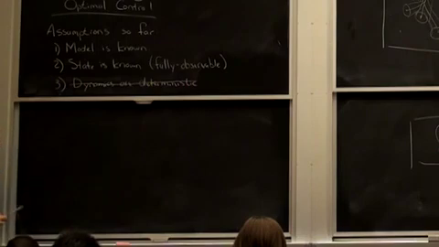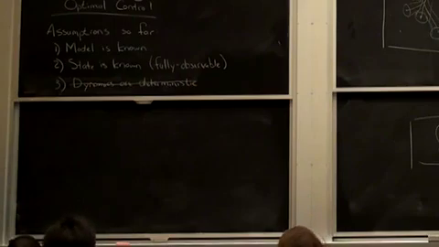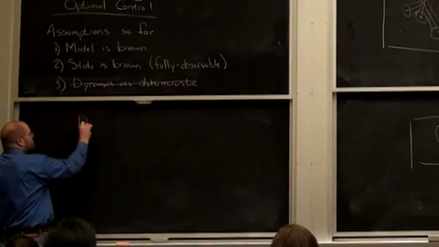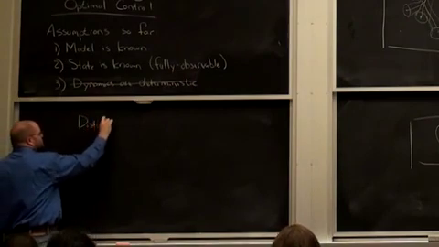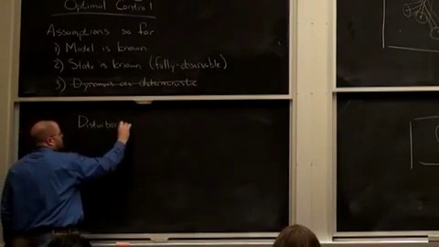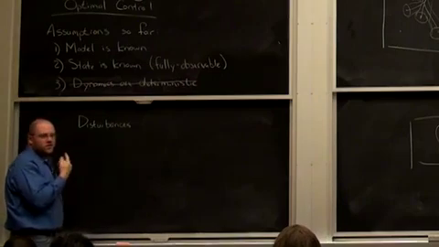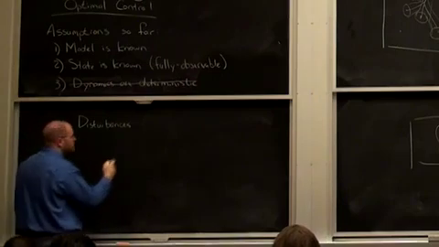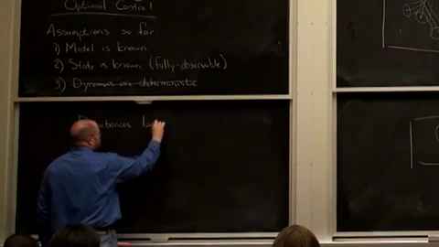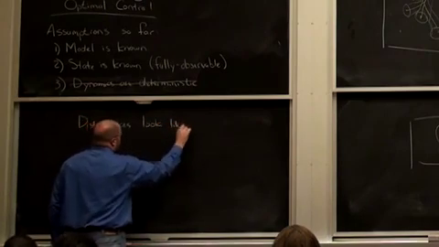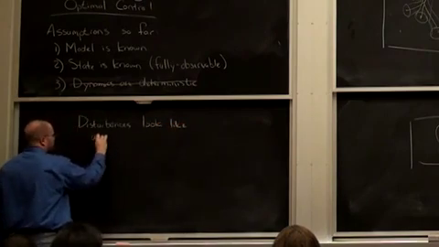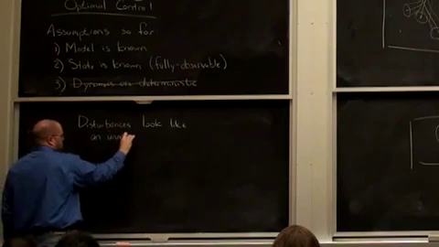Maybe a better way to describe what we're doing is we're assuming something specific about the disturbances in the system. We're assuming that disturbances look like a change in initial conditions. That's one way to say it, right? An unmodeled change in initial conditions.